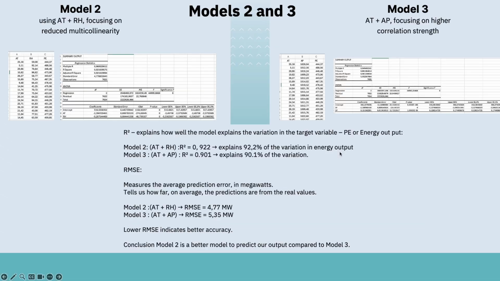I tested two simpler models with just two features each. Model 2 used temperature and humidity and explained 92.2% of the energy variation. Model 3 used temperature and pressure and explained 90.1%. Model 2 also had lower prediction error, 4.77 megawatts compared to 5.35. Because of that, I chose Model 2 as the better simplified model.